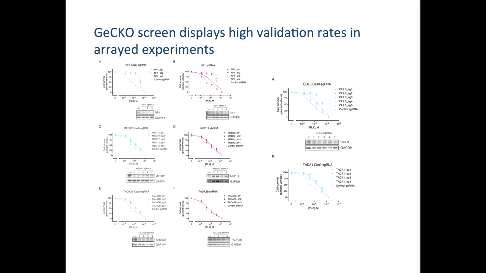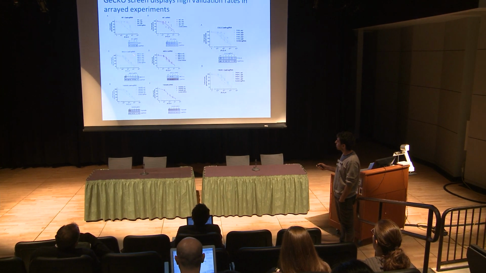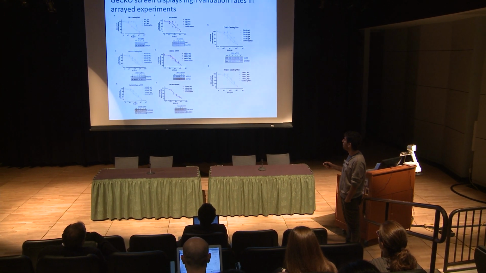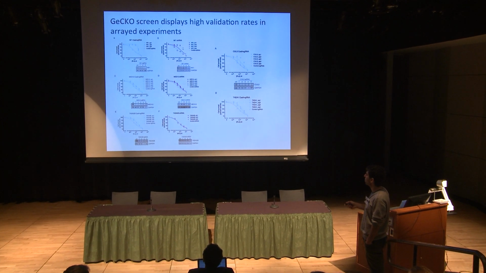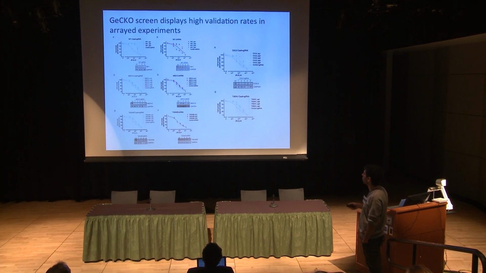You see here NF1, which indeed was found in the shRNA screen. And we also found it with CRISPRs. MED12 actually gives an effect in shRNAs, but it was not found in the pooled screen. It was found in a different system.